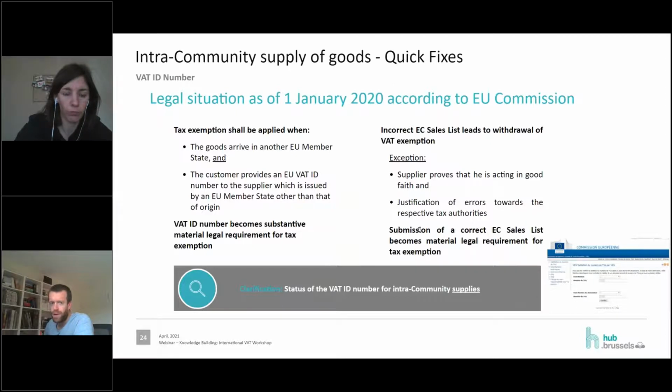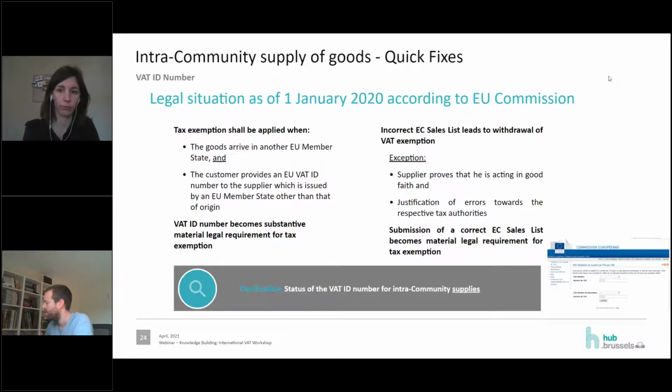So maybe the first one is really the VAT ID number. As I mentioned before, it was really a formal condition. The ECG said if you have all the documentary proof, this is sufficient. It's not that you should not bother, but it's not that important. Now it's really important in the sense that you need to be able to prove that you've made a check of the validity of the VAT number of your counterpart.